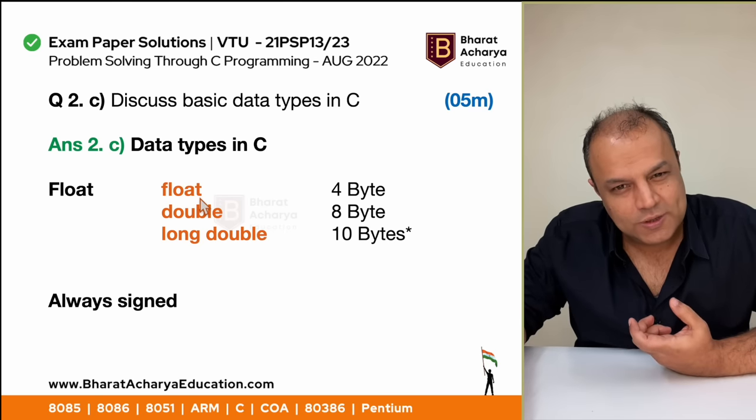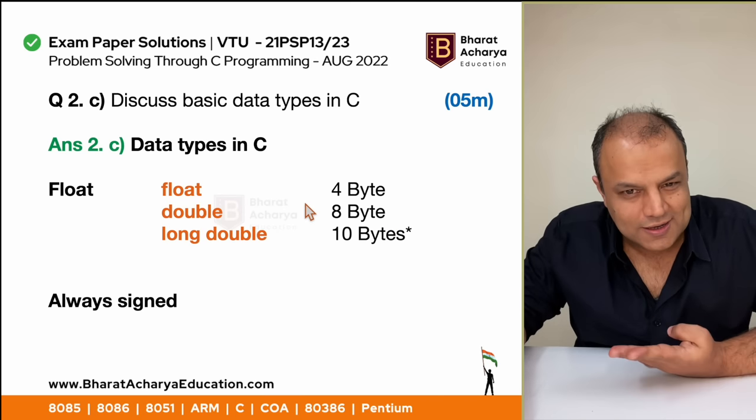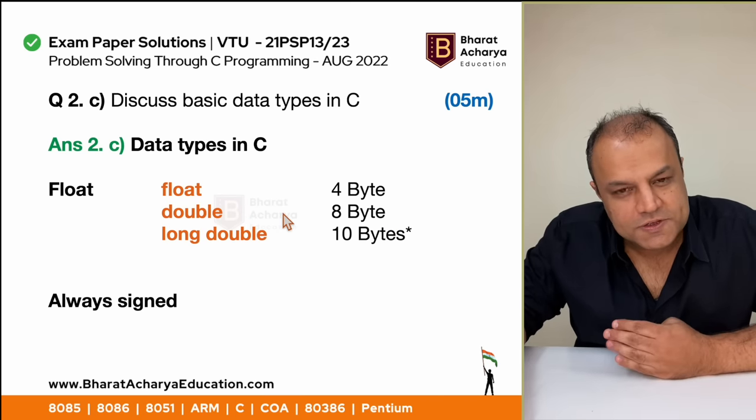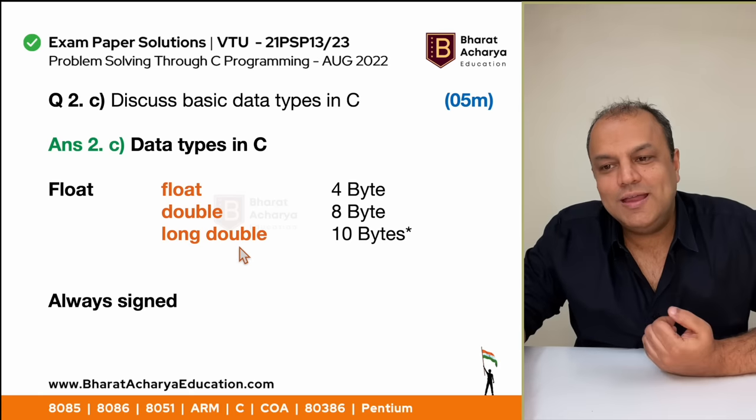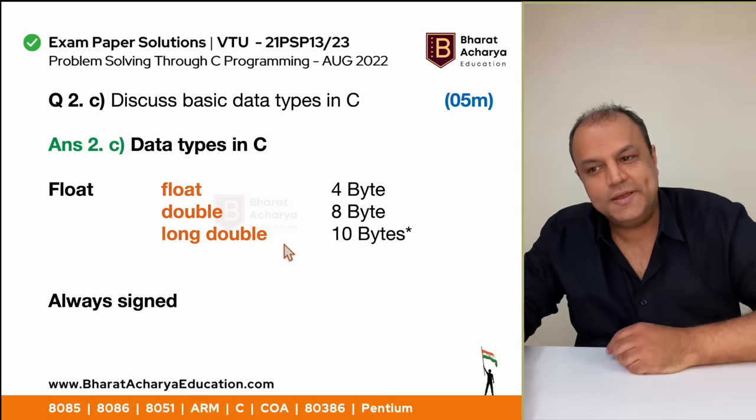Normal float, that's 32 bits. 32 bits means 4 bytes. 1 byte is 8 bits. So there's short real, that's single precision format. Then there's double precision format, which is called long real. And there's extended precision format, also called temp real. That's called long double over here.